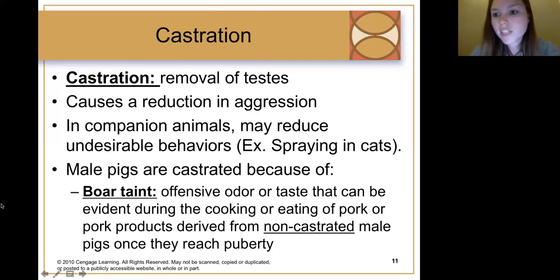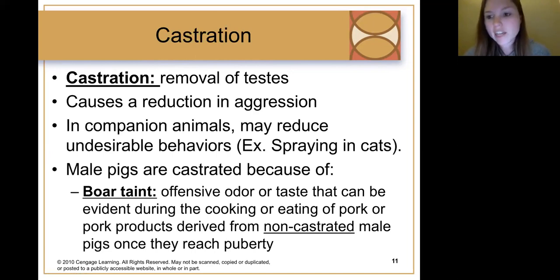So in livestock, castration is typically a management practice depending on what species they're actually raising. Castration is just the removal of the testes, and that can cause a reduction in aggression. In companion animals, it may reduce undesirable behaviors like spraying in cats. I've heard people say if you castrate a dog, it won't wander off as much because it's not looking for females anymore.